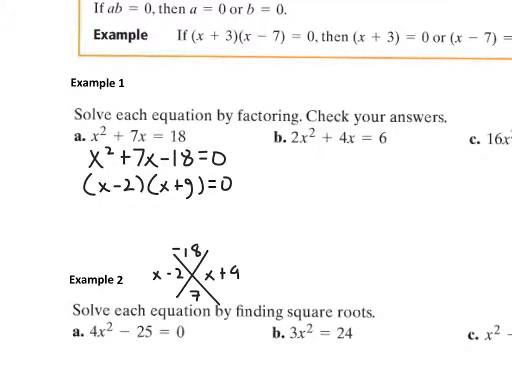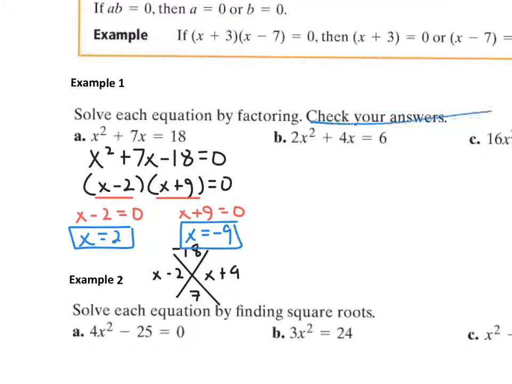So I'm going to use the zero product property and set each one of these factors equal to 0 and solve for x. So x equals 2, if I add 2, and x equals negative 9. So check your answers by taking 2 and plugging it in for x. So is 2 squared plus 7 times 2, is that equal to 18? Yes, it is, because 4 plus 14 equals 18. And you can do the same thing with negative 9.